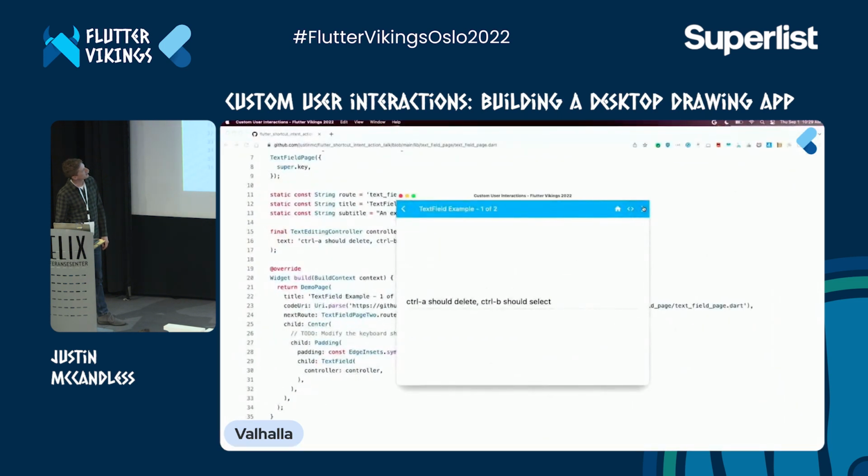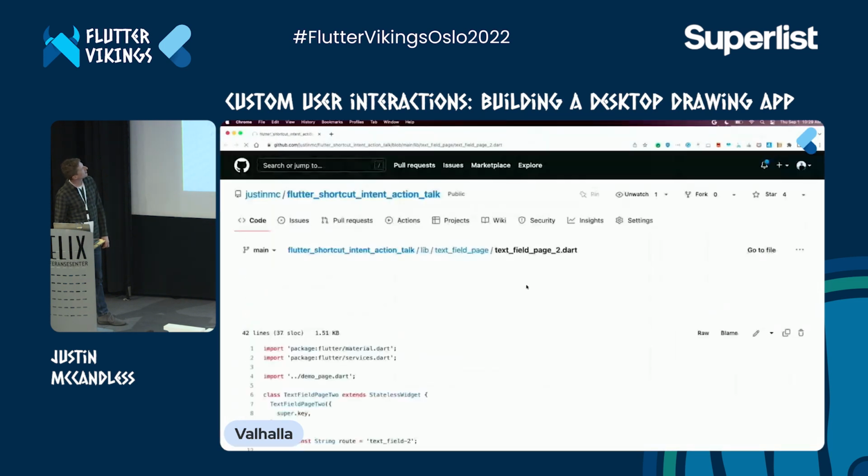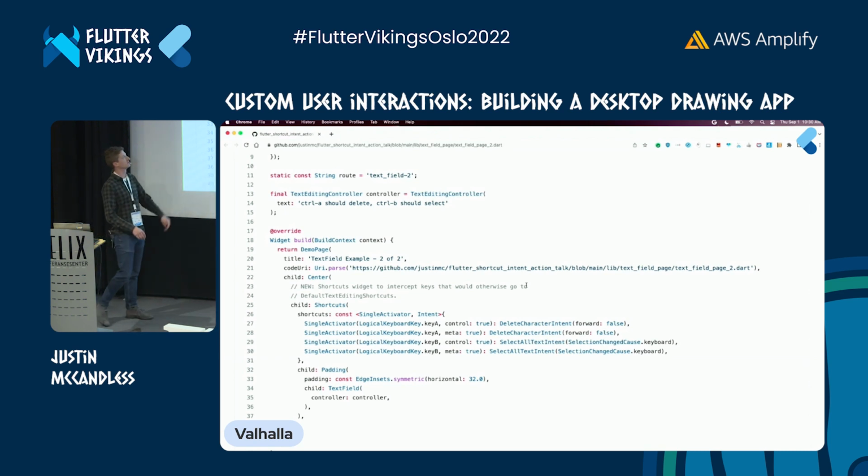So let's go on to the second step and look at that source code. Here all I added was a shortcuts widget. And here you can see I'm changing Control A and Meta A, Control B and Meta B to different intents. So these intents are built in: delete character intent, select all text intent. These are what Flutter uses internally. And they're also exposed if you're importing the widgets library. So we have access to these. We can catch these, and we can remap the keys to do these kinds of intents and send them to the built-in editable text actions.